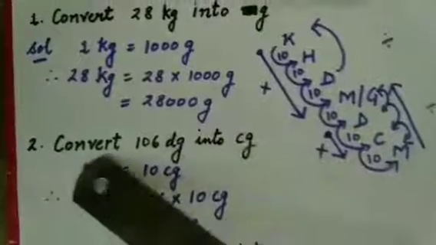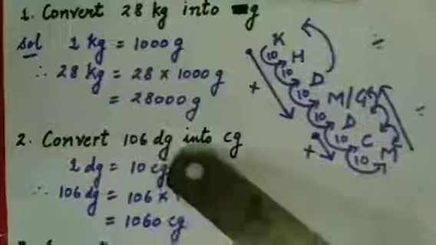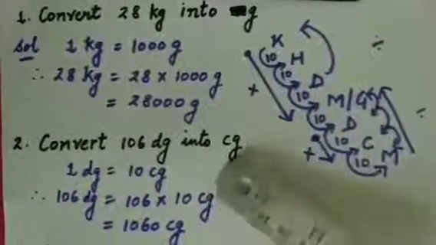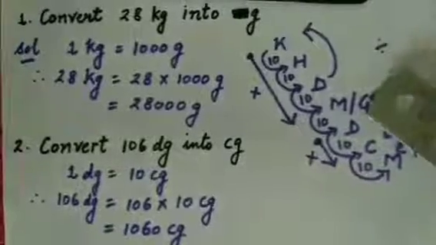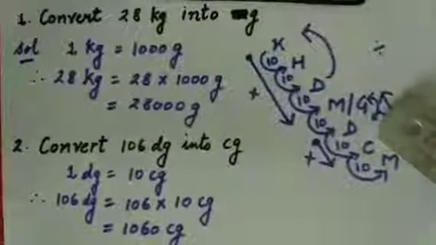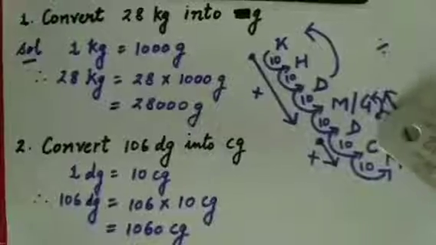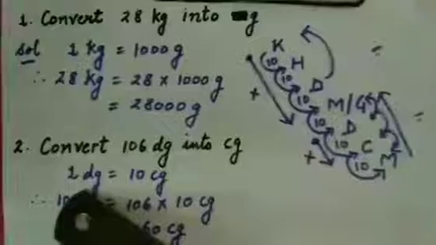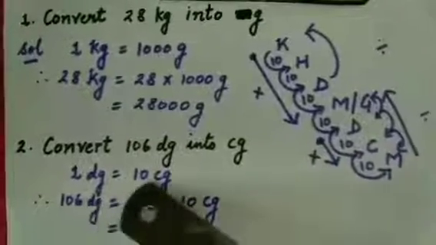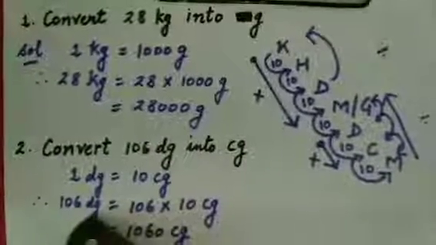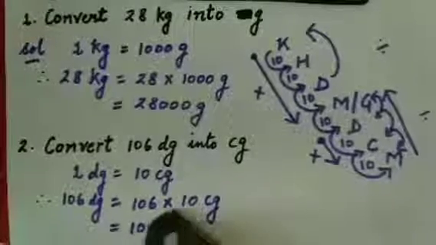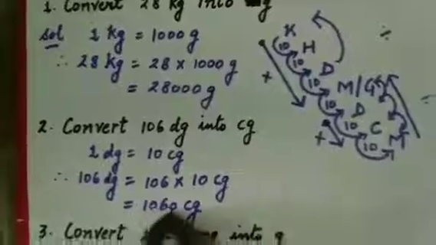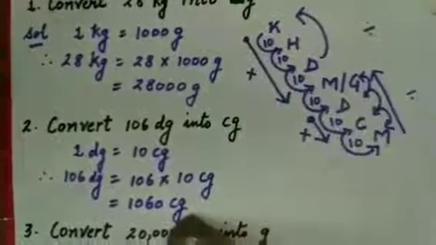Question 2. Convert 106 decigram into centigram. Here we have to convert decigram into centigram. So there is only one jump. So we will multiply by 10. We will write in the solution 1 decigram is equal to 10 centigram. Therefore 106 decigram is equal to 106 multiplied by 10 centigram, which is equal to 1060 centigram.